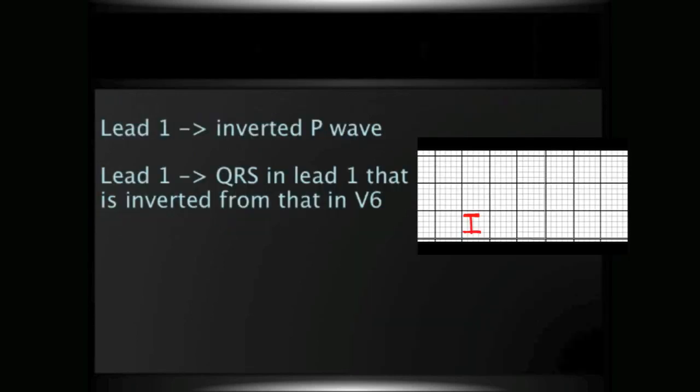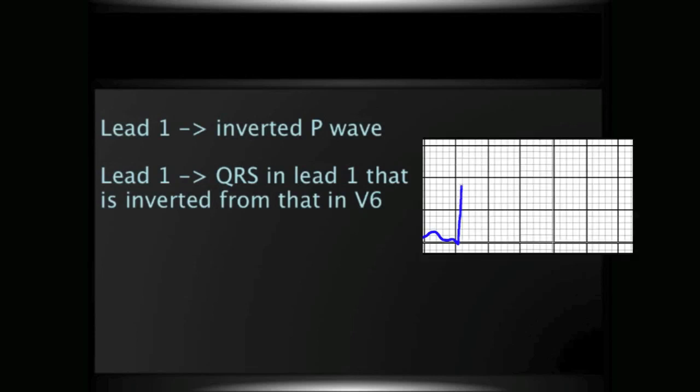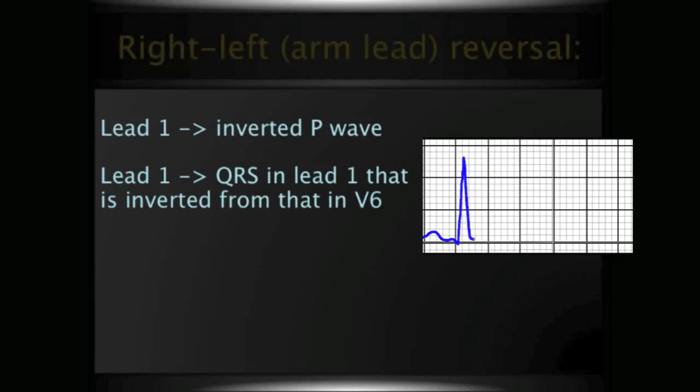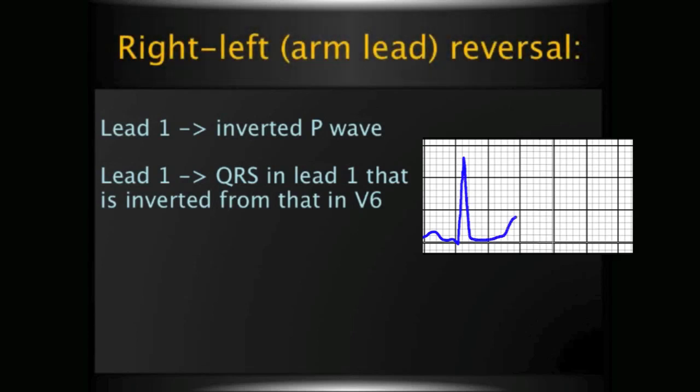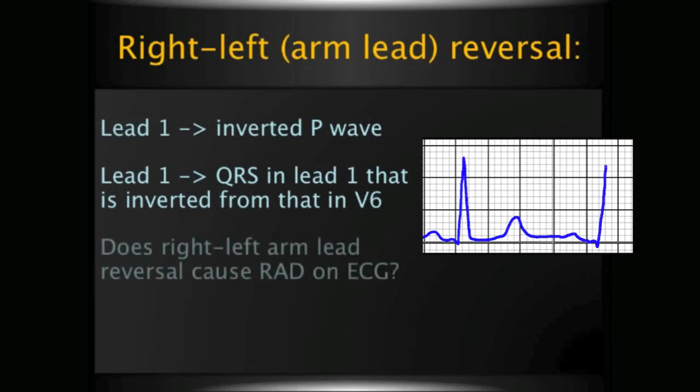Misplacing these leads will result in a P-wave that is inverted in lead 1 and a QRS in lead 1 that is inverted from that in V6. This is right-left arm lead reversal, and that occurs when the right and left arm leads are reversed. And does right-left arm lead reversal cause right axis deviation on ECG?